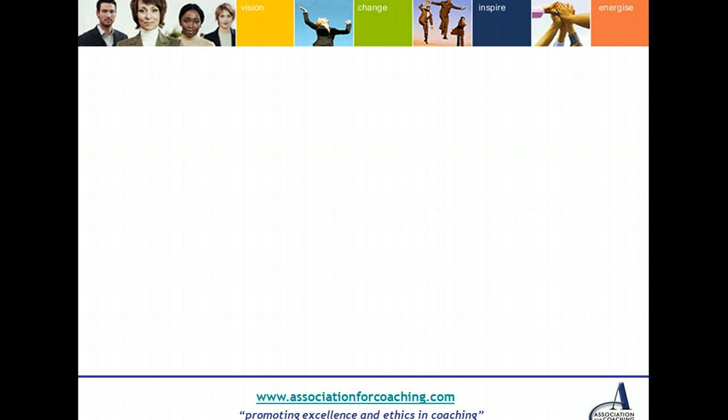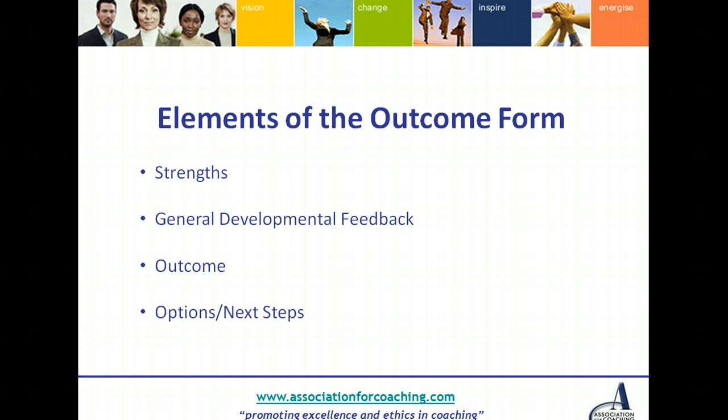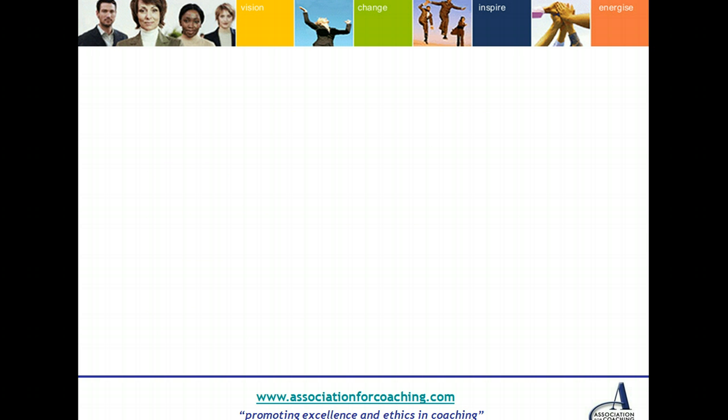So the outcome form is broken down into 4 areas. So first of all, we have the strengths, so what was really good about the application. Then there's an area for general developmental feedback, so some of the things that you and your cohort of assessors feel that the applicant would actually be well advised to look at in terms of their own continued professional development. Then there's the outcome itself. Is it a pass, a refer or a fail? And finally, what are the options or the next steps that this applicant needs to take after their application has been reviewed and assessed by the cohort of assessors?